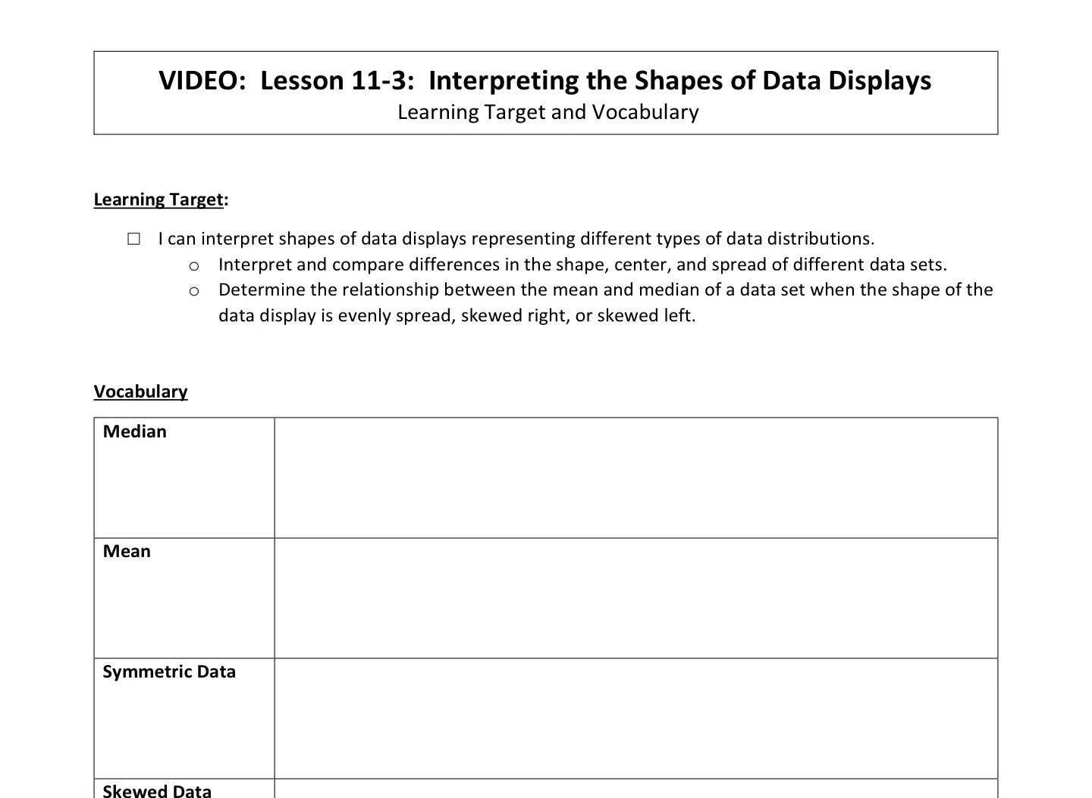Our learning target for today: we are going to be able to interpret shapes of data displays representing different types of data distributions. We will interpret and compare differences in the shape, center, and spread of different data sets, and we will be able to determine the relationship between the mean and the median of a data set when the shape of the data display is evenly spread, skewed right, or skewed left.